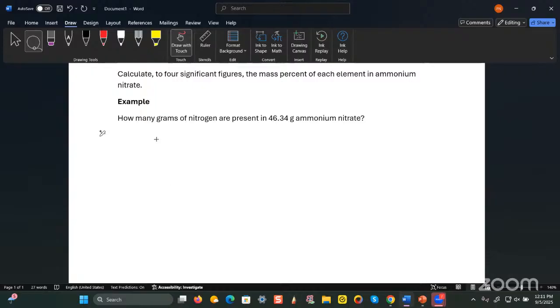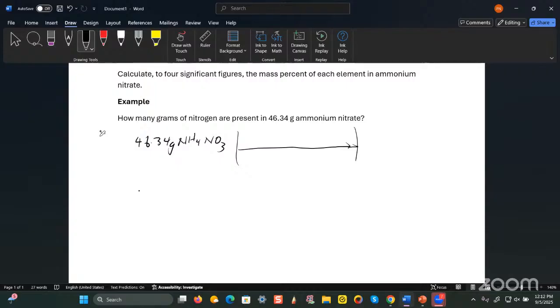So the next question is asking, how many grams of nitrogen are present in 46.34 grams of ammonium nitrate? So basically, they gave you 46.34 grams of ammonium nitrate, right? Now, what I would do is use one of the answers from the previous part, I think I remember what the answer was, to establish a conversion factor that we would use to multiply the 46.34 grams by. And that conversion factor would be the percentage of nitrogen that was calculated in the first part. And if I remember correctly, that percentage was 36.00, right?